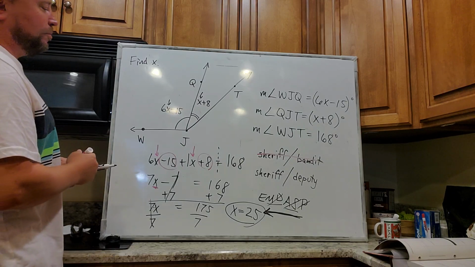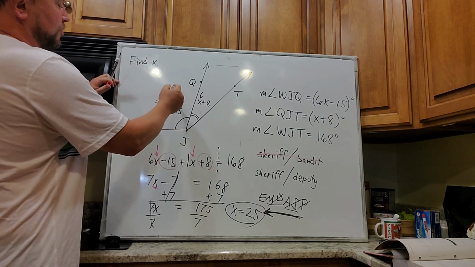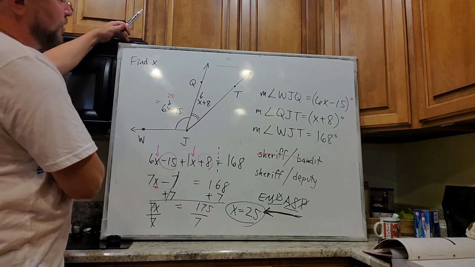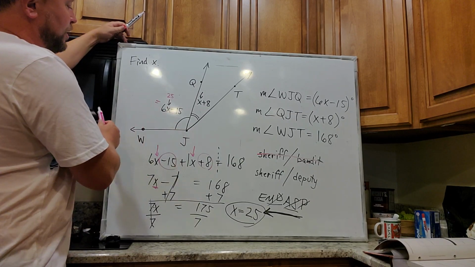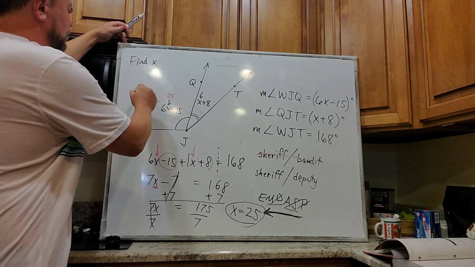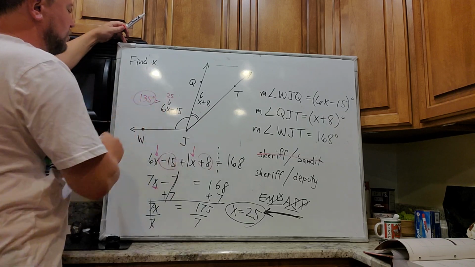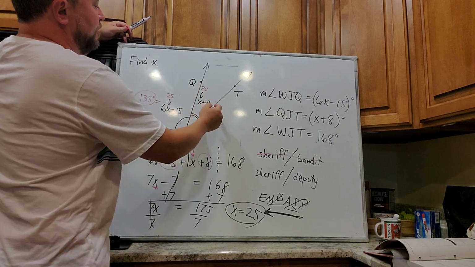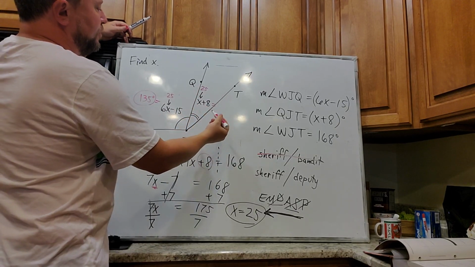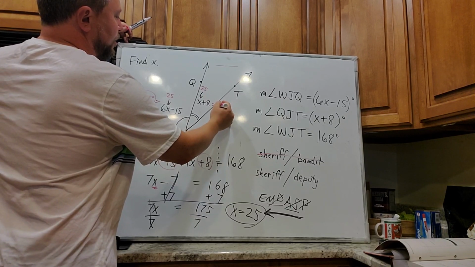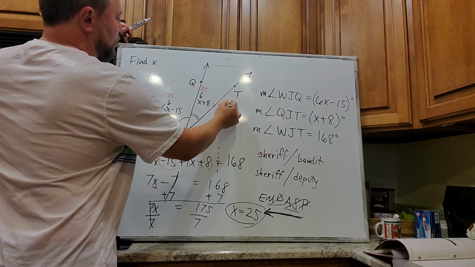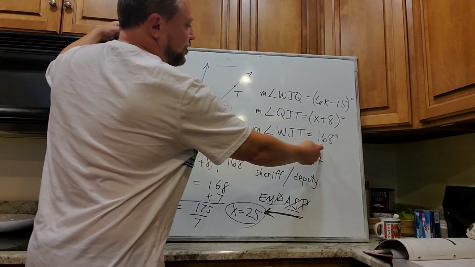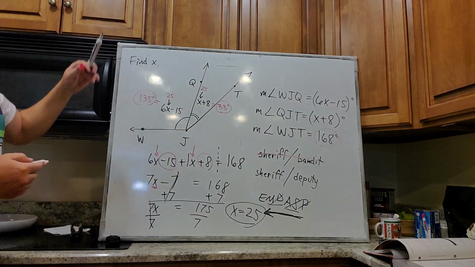So if we plug a 25 in there, let's see, 6 times 25 is going to be 150. Minus the 15 gets us down to 135. And then over here, that's a much easier one. Just plug a 25 in here, and we've got 25 plus 8, so that's just 33. And it makes sense, because look, 33 plus 135 does give us the grand total of 168 for the entire angle.